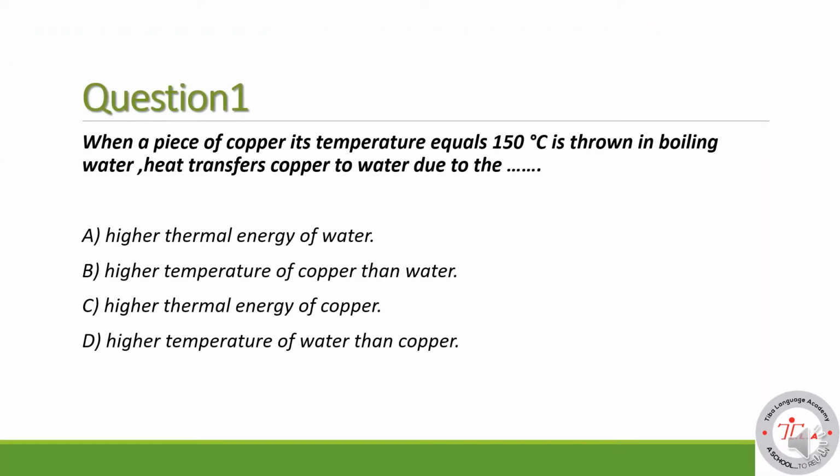Question 1. When a piece of copper, its temperature equal to 150 Celsius, is thrown in boiling water. Boiling water means that the temperature here is equal to 100. Heat transfers from copper to water. Why? Because of the higher thermal energy of water? Does water have thermal energy more than copper? Of course not. Because of the higher temperature of copper than water. The temperature of copper is more than water? Yes, this sentence is right.